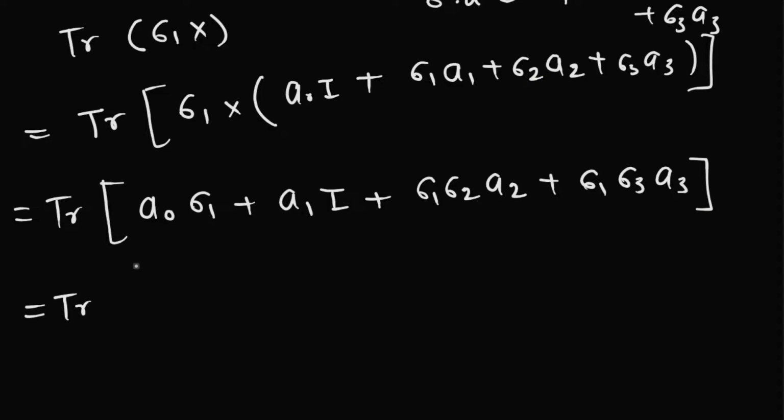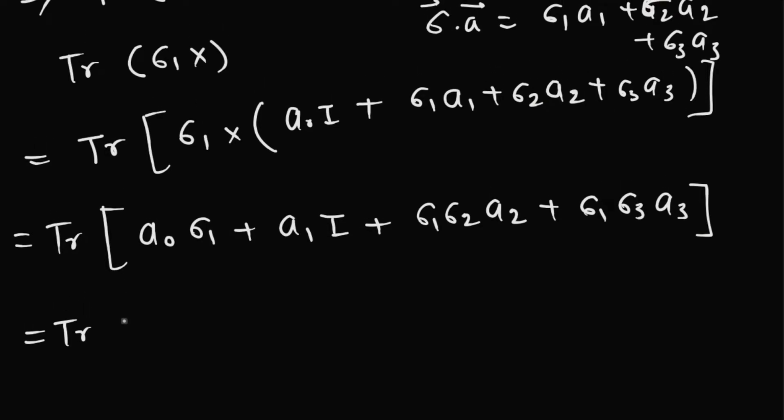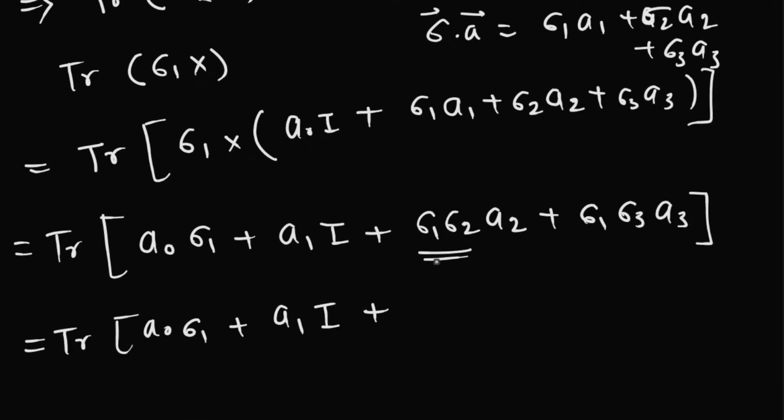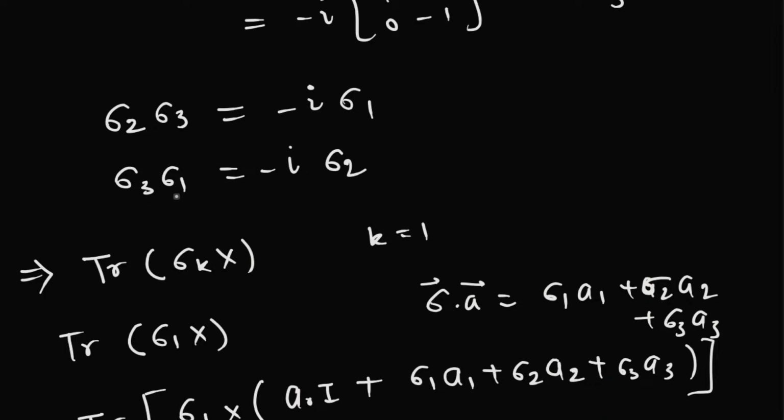Trace of sigma·a equals a0 sigma 1 plus a1 I plus, as we proved, sigma 1 into sigma 2 equals minus I sigma 3, that will be minus I sigma 3 into a2 plus, as we know, sigma 3 into sigma 1.